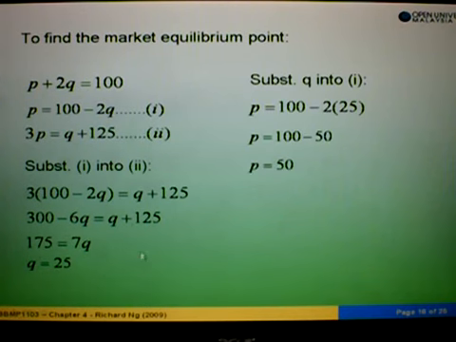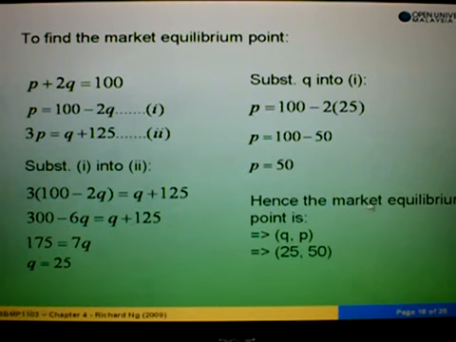In order to find the value of P, we substitute the value of Q equals 25 into equation 1 here. Alright, so we have P equals 100 minus 2Q, so Q substitute with 25. 25 times 2 will give us 50. 100 minus 50 will give us 50. So the market equilibrium point is in the form of QP. Remember QP, not PQ. Alright, so Q is 25 and P equals 50. Okay.